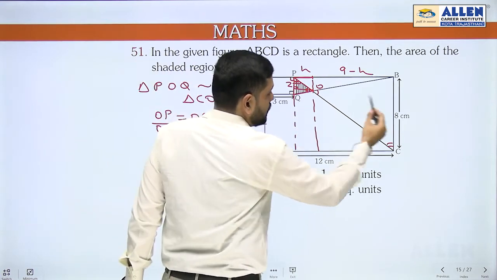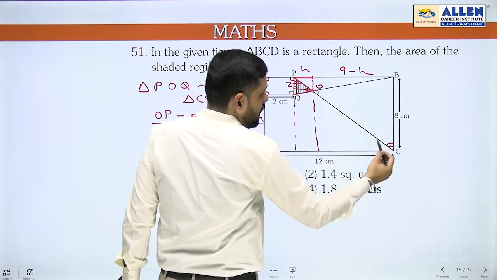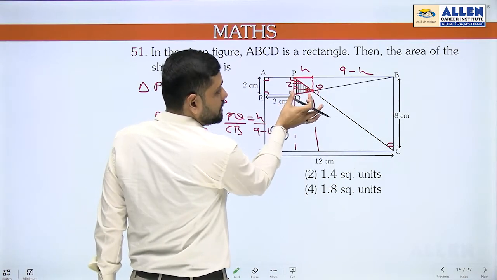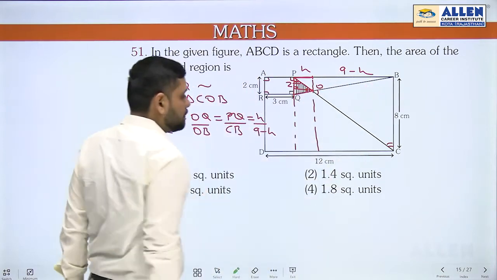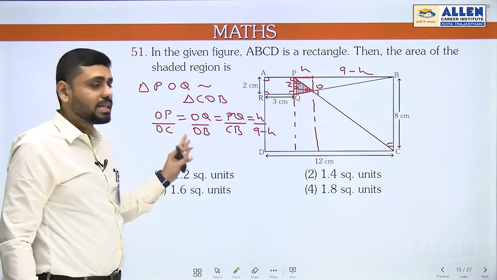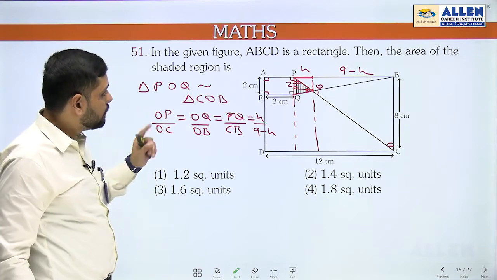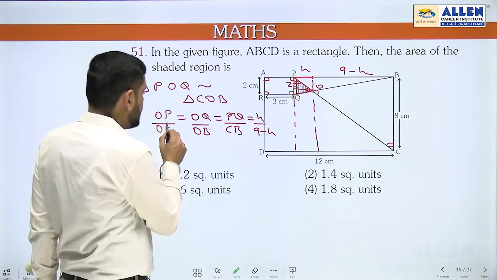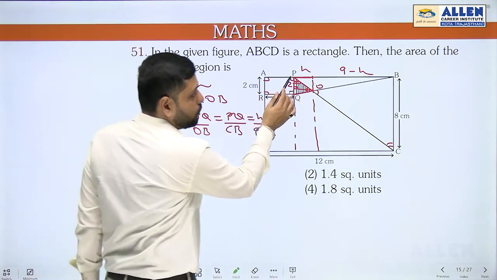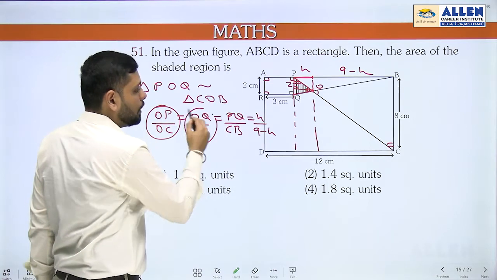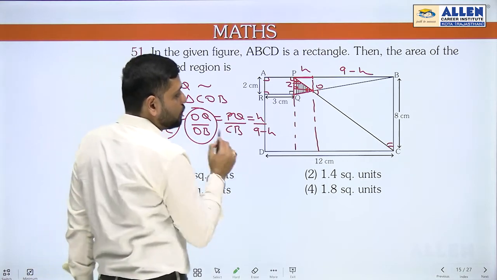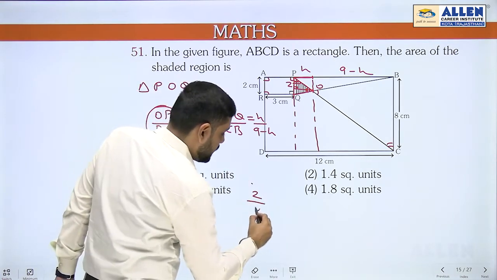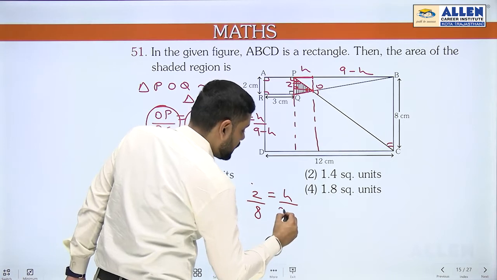upon the height of this triangle, and the height of this triangle will be what? 9 minus h, because if the height of this triangle is h, the height of this triangle will be 9 minus h. So we can use this concept to get the value of h, right? We don't know the value of OP upon OC, and OQ upon OB is also not given, but PQ upon CB is given. PQ is 2 and CB is 8, and this equals h upon 9 minus h.